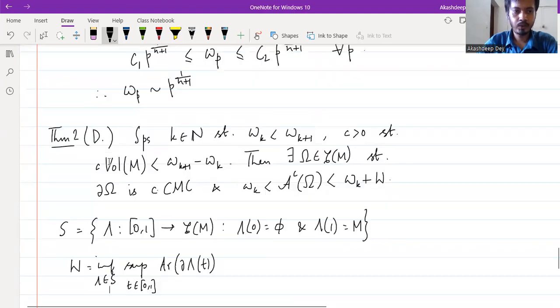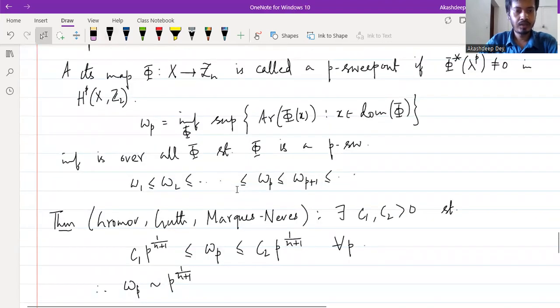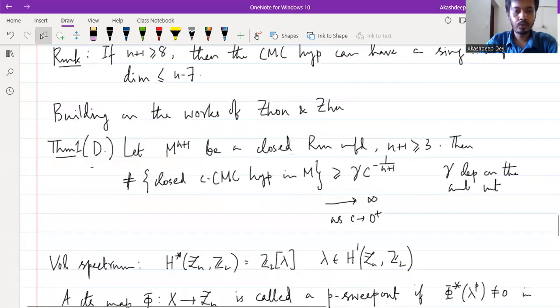So this theorem 2 says that whenever we have a gap, whenever we have a jump in the volume spectrum, that is omega_k strictly less than omega_{k+1}, and C is small enough such that C times volume of M is less than the difference, then we have a CCMC hypersurface with a certain estimate on A^C(omega). And we use this theorem 2 together with some other properties of the volume spectrum to prove theorem 1.